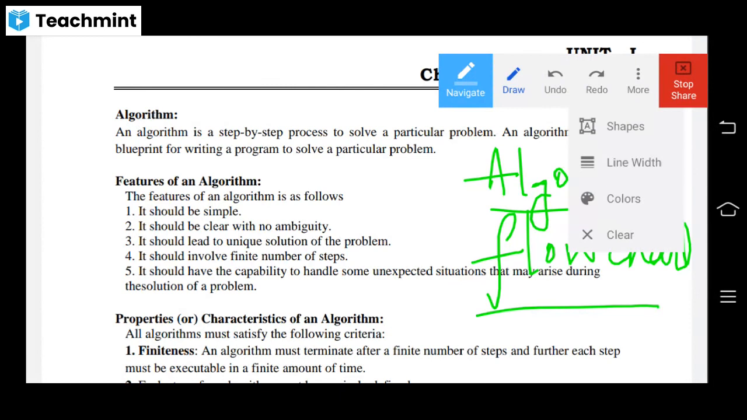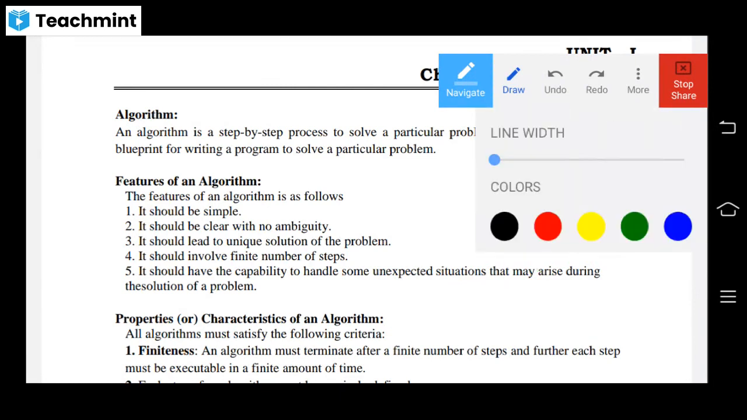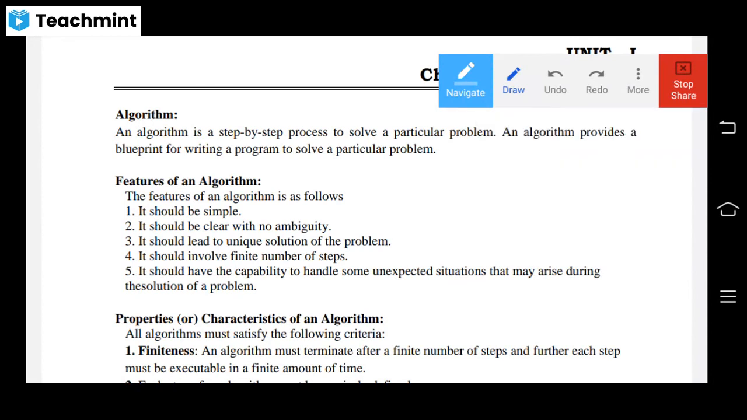What is the purpose of the algorithm? First of all, how can we define the algorithm? The algorithm is a step by step process to solve a particular problem. An algorithm provides a blueprint for writing a program to solve a particular problem. Here we call it a problem, that is, before developing the program.